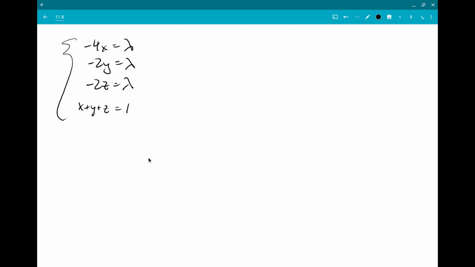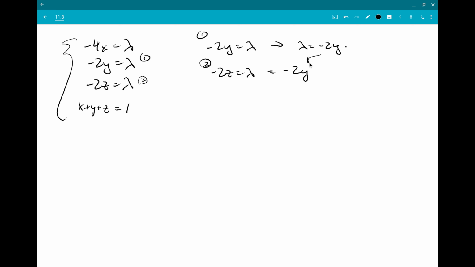And I'm going to go ahead and start trying to solve stuff. So I'm going to look at these two first. I've got minus 2y is equal to lambda. That's what 1 tells me. So lambda is minus 2y. 2 tells me minus 2z is equal to lambda. But the first one told me the lambda is minus 2y. So that means minus 2z is minus 2y. That tells me z is equal to y.